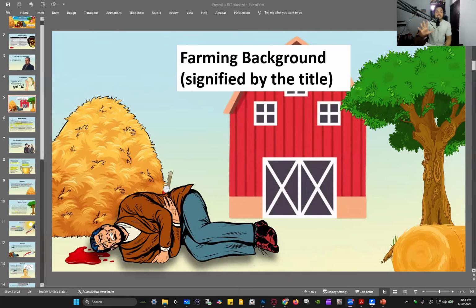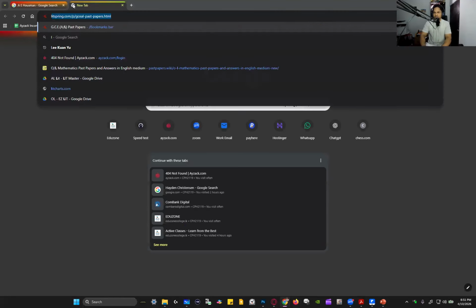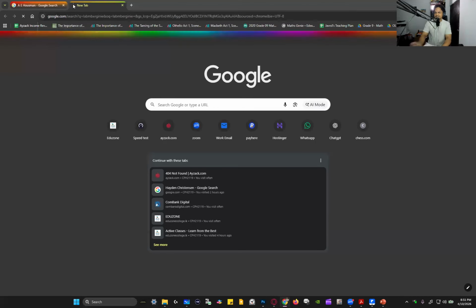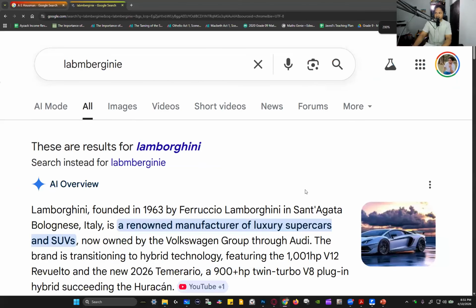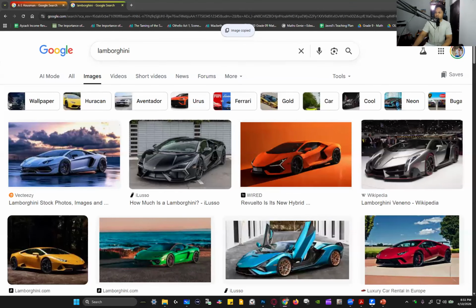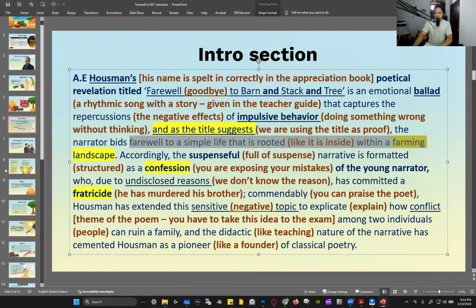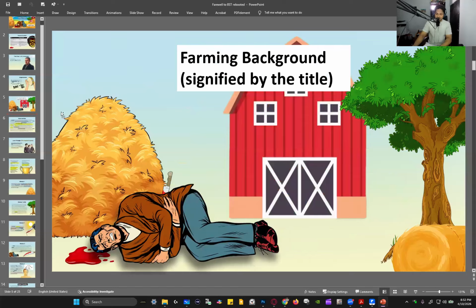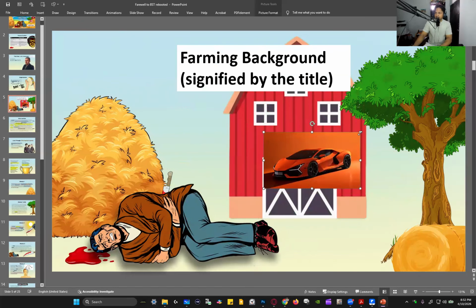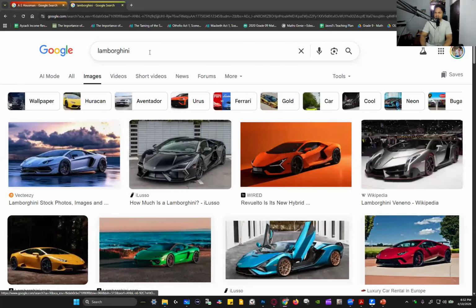Barn, stack, and tree. Are these modern things? Is he saying goodbye to a Lamborghini? Is he saying goodbye to Chanel perfume? No, right. He's saying goodbye to barn. Is he saying goodbye to his Bugatti, right?